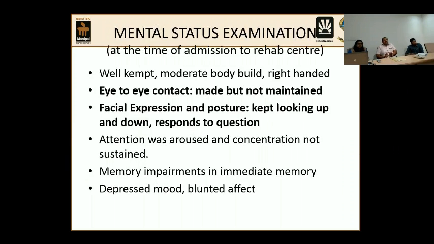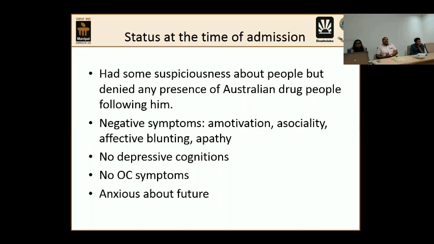So coming to how he was at the time of reaching the rehabilitation center, the mental status examination: he was well groomed, moderately built, right-handed, eye contact was made but not maintained for long. Facial expression kept looking up and down, response to questions very brief, 1 or 2 words. Attention was aroused and concentration was not sustained. Memory impairments in immediate memory, then depressed mood, blunted affect. When verified about any presence of positive symptoms, he just mentioned suspiciousness that people may do something, but denied any presence of those Australian drug people following him now.